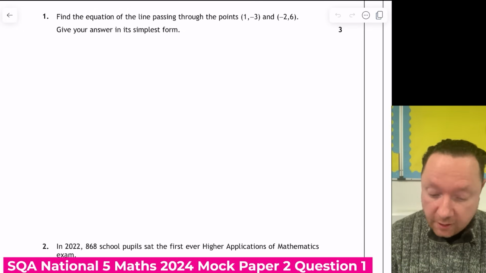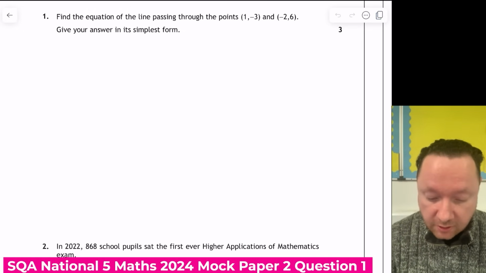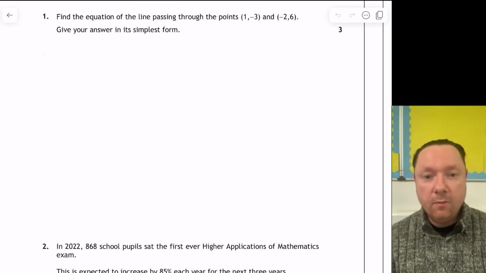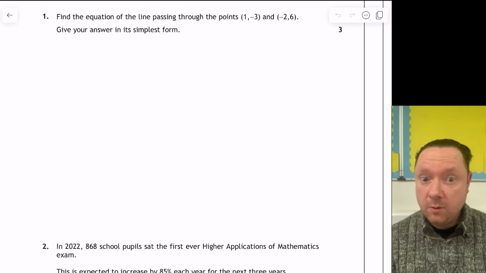Okay, question 1. Find the equation of a line through the points (1, -3) and (-2, 6). Give your answer in its simplest form. So this is the equation of a straight line, so we need the gradient. Then we use y minus b equals m(x minus a), which is the way I do it, or your school might have used y equals mx plus c.